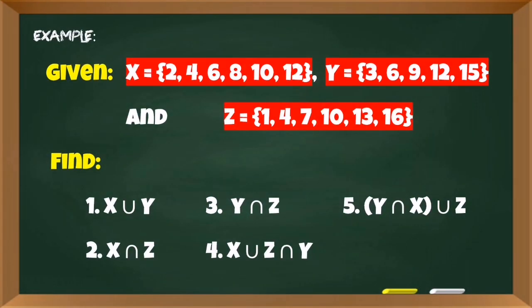So I guess you're ready to level up your learning about union and intersection of sets. Let's answer these 5 examples. Given the 3 sets, set X, set Y, and set Z, find number 1, X union Y, number 2, X intersection Z, number 3, Y intersection Z, number 4, X union Z intersection Y, and lastly, number 5, the quantity of Y intersection X union Z.